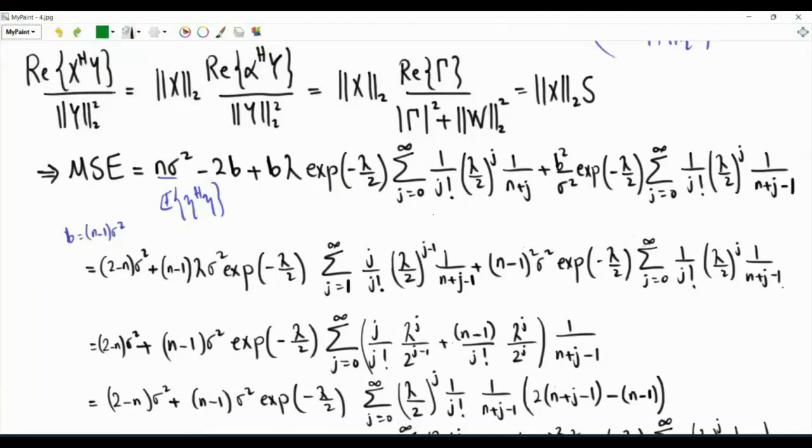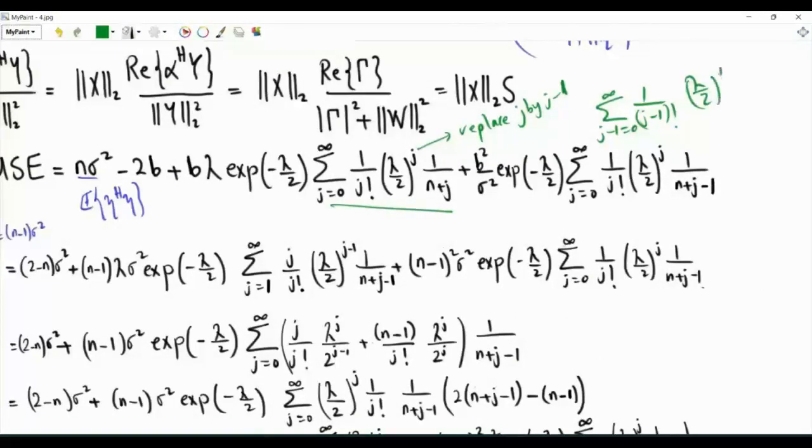Before trying to combine these two sums, in this sum, we replace j by j minus 1. So we get summation j minus 1 equals 0 to infinity, 1 over j minus 1 factorial, lambda over 2 to the power j minus 1, 1 over n plus j minus 1. So j will be from 1 to infinity. And then let's write 1 over j minus 1 factorial as j over the factorial of j. Then we have lambda over 2 to the power j minus 1. And then we have this factor here. Now it has the same form as the factor in the second sum.